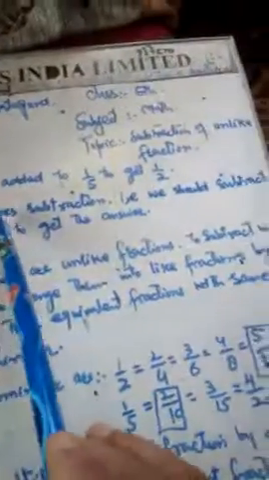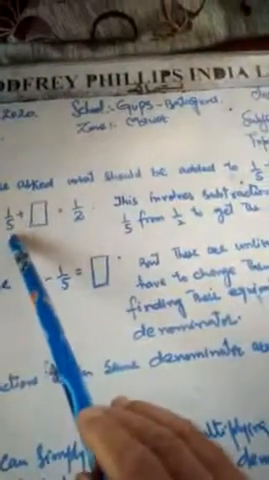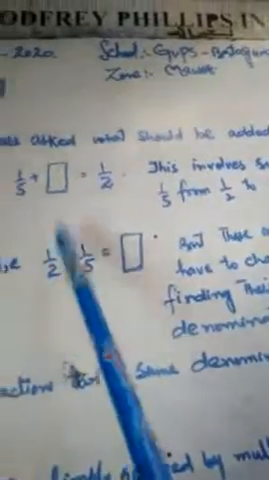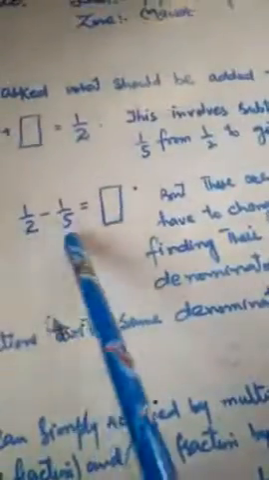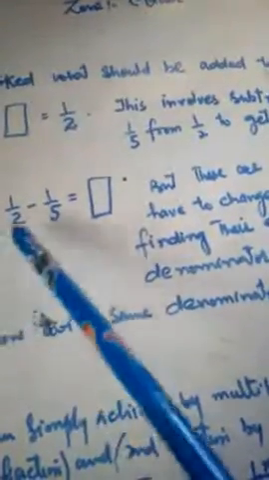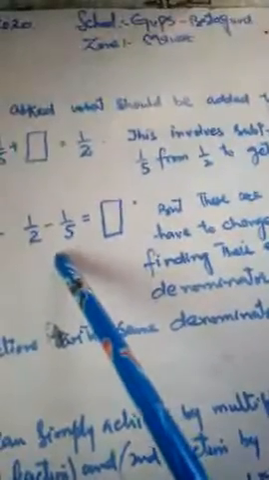This means we should subtract the fraction 1 by 5 from 1 by 2 to get the answer, so we can get this fraction. That means 1 by 2 must be subtracted by 1 by 5 to get this net result. But these are unlike fractions. Here the two fractions are unlike fractions. How can we subtract these unlike fractions?